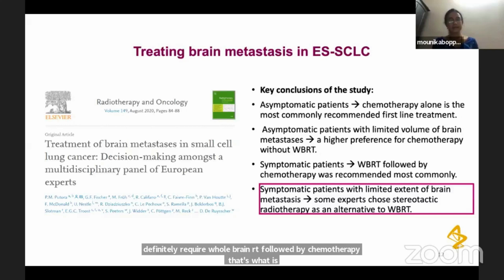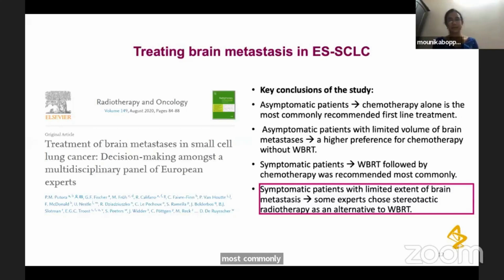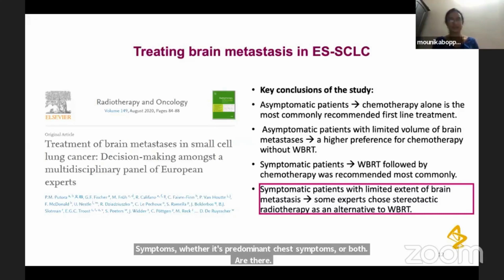And for symptomatic patients who have limited extent of brain metastasis, in some of them we can avoid whole brain radiation and go for stereotactic radiotherapy as an alternative to whole brain RT. Obviously, if the patient has very severe chest symptoms, we would like to start with systemic chemotherapy first. So there we have to strike a balance, whether it's predominant CNS symptoms, predominant chest symptoms, or both. If both are there, then the situation becomes a little dicey.